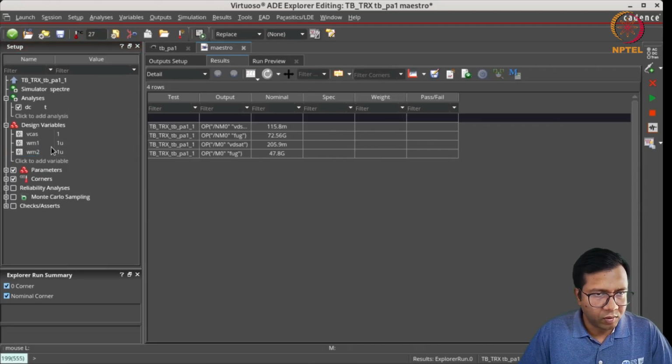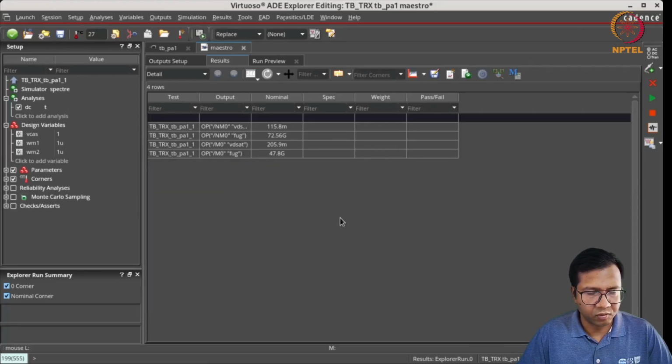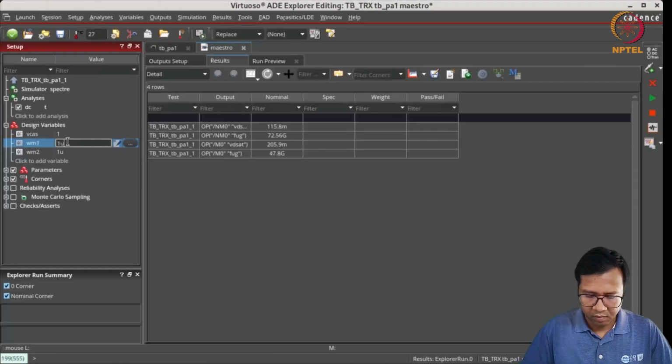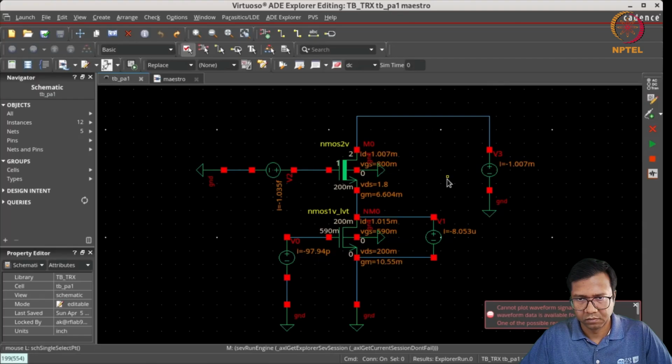So now we can do a sweep of the width of the input element and the cascode element to make sure both of them are carrying 1 milliamp. That can be achieved by just doing a DC sweep analysis. After optimizing, we find that the input width should be 6.5 micron and the cascode width should be 8.5 micron. Now we can see that both the MOSFETs are carrying 1 milliamp.